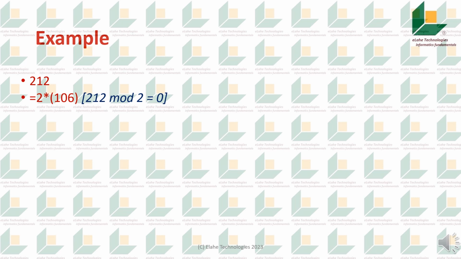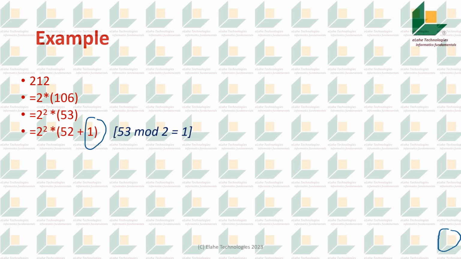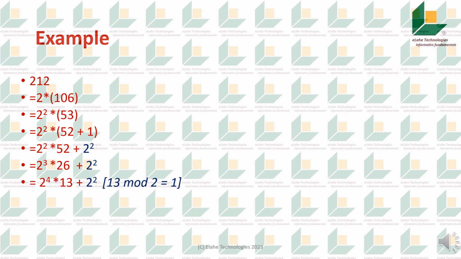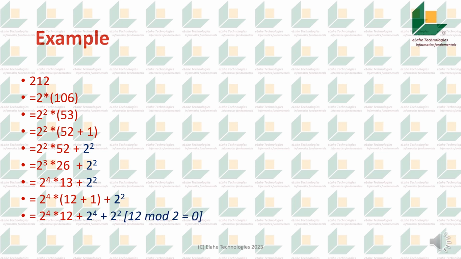212 is equal to 2 times 106. This is equal to 2 squared times 53, which in turn equals 2 squared times 52 plus 1, which is equal to 2 squared times 52 plus 2 squared, which in turn is equal to 2 cubed times 26 plus 2 squared, which equals 2 to the power of 4 times 13 plus 2 squared, which in turn equals 2 to the power of 4 times 12 plus 1 plus 2 squared, which equals 2 to the power of 4 times 12 plus 2 to the power of 4 plus 2 squared.